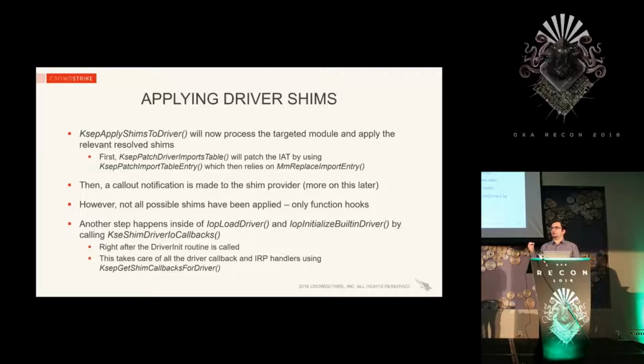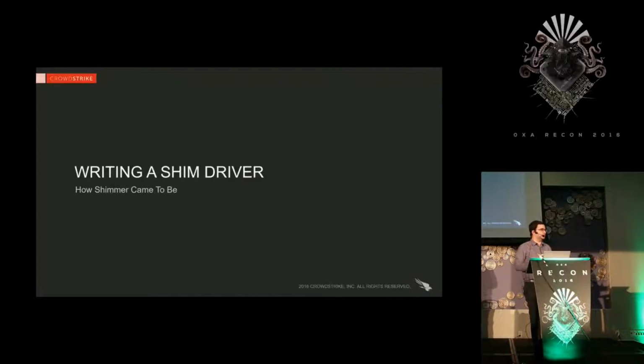So once your driver actually initializes, which is done by IopLoadDriver or IopInitializeBuiltInDriver, then we call KseShimDriverIoCallbacks. This will now call ksep get shim callbacks for driver, and it's going to hook your driver callbacks, driver init, driver unload, start IO, add device, and then it's going to hook all your IRP handlers based on whatever my shim describes. So two stages here. First stage, hook the imports as soon as the driver loads. Second stage, hook the callbacks and the IRPs as soon as the driver is initialized. And then the shim is fully active.